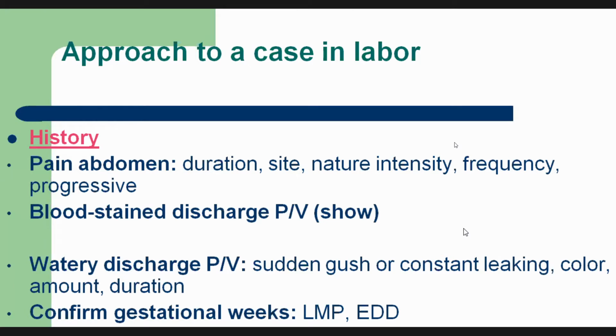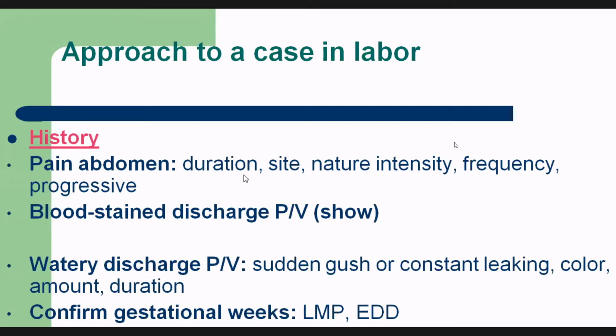Okay. So when we suspect that the woman is in labor, how do we take the history? For diagnosis of labor, we have to take a proper history and do a proper examination, right? When we take the history, we have to take the details of the pain abdomen. If she is in labor, the pain should be progressive, and the intensity and frequency should increase.